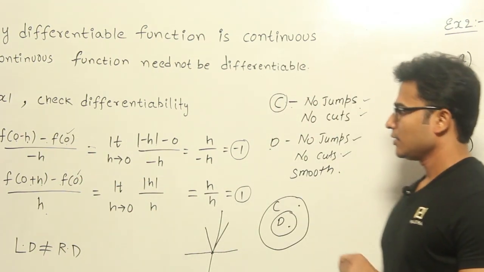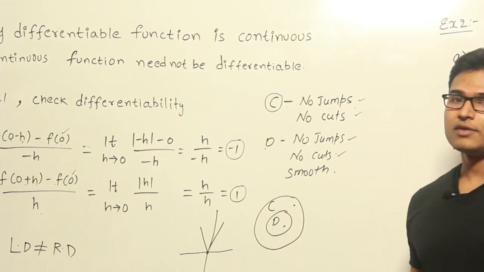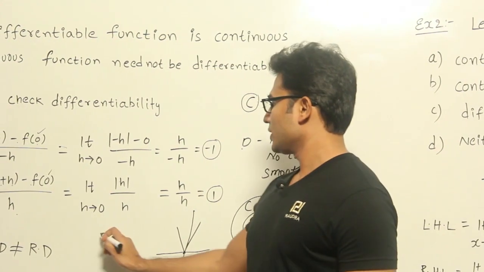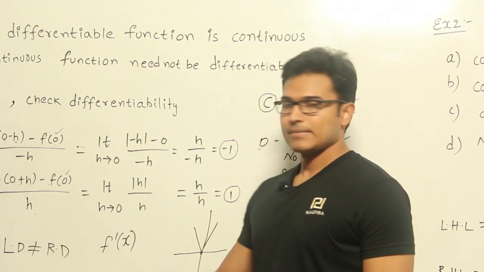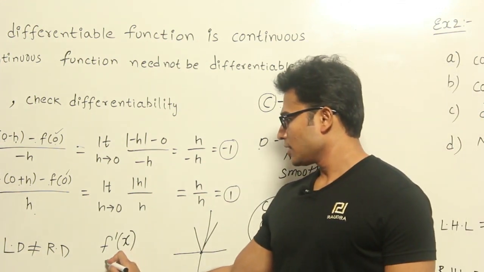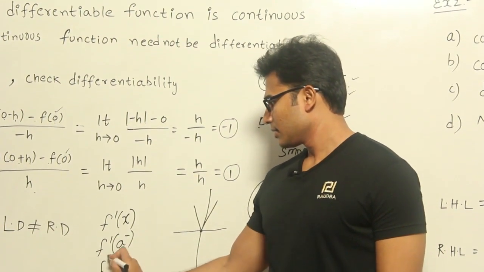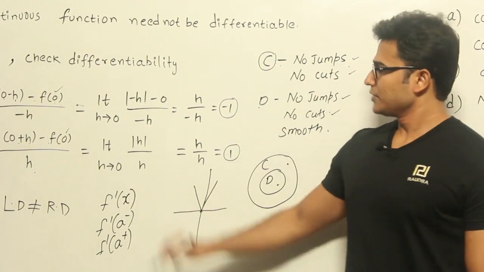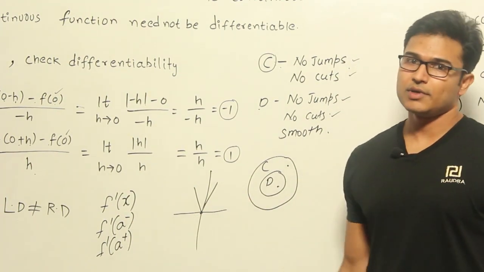Now one other shortcut you could use, which can be applied only when a function is continuous. If you know that a function is continuous, then you can use this shortcut. The shortcut is to find f dash of x directly. Once you find f dash of x, you can find its value at a minus and a plus. If these two are equal, we can say that the function is differentiable or derivable at this point a. Otherwise, it is not differentiable at that point.